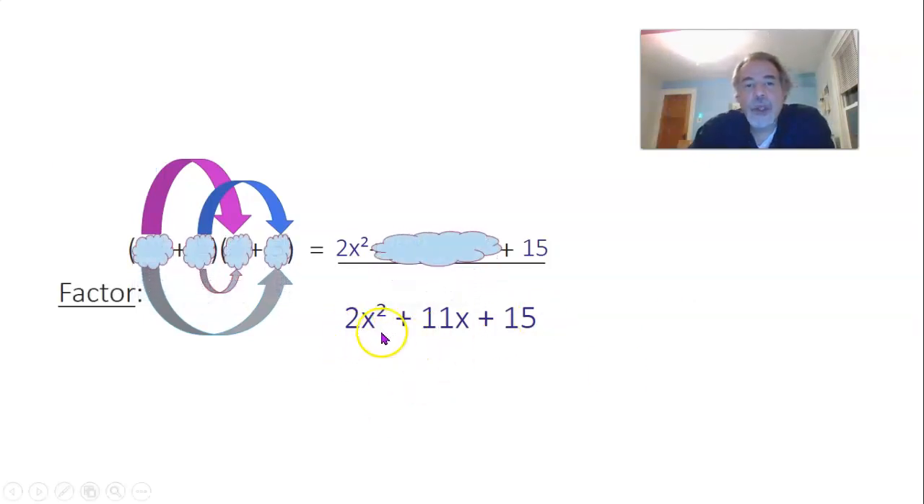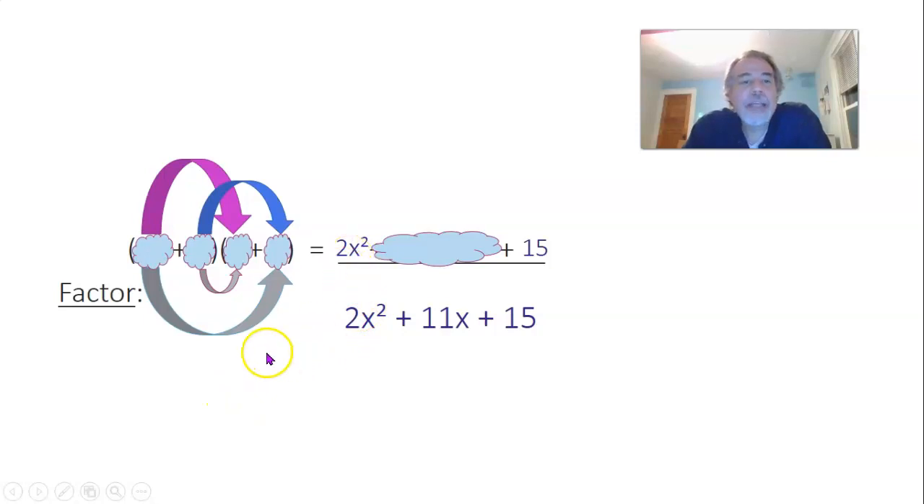Factoring would be if we started with 2x squared plus 11x plus 15 and had to figure out, okay, what goes here and here and here and here, so that when we multiply it all out with the FOIL method, when we do our F and O and I and L, this is what we end up with. Specifically, the F is going to give us our 2x squared. The L is going to give us our 15, and the O and the I together are going to add up to the 11x in the middle.